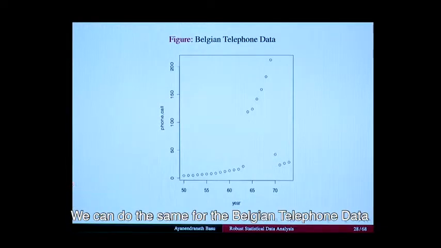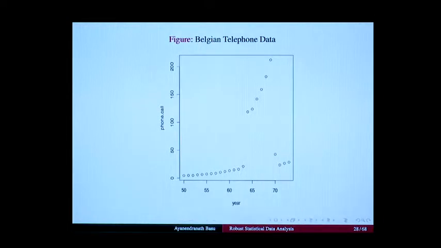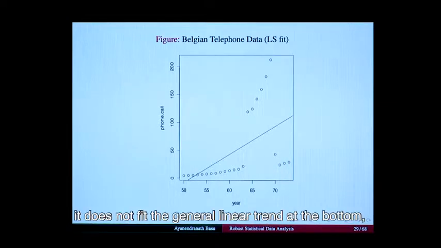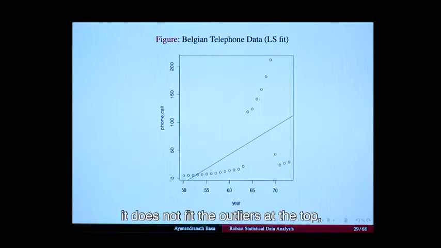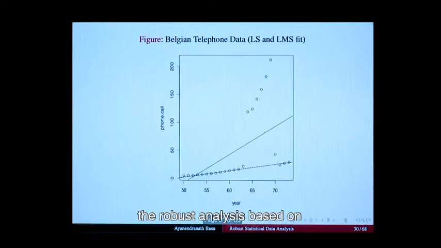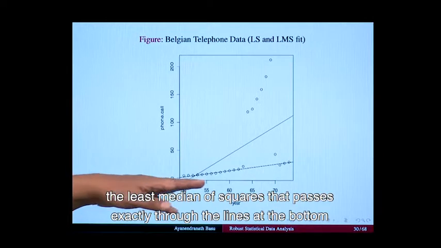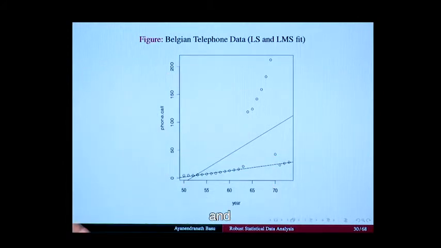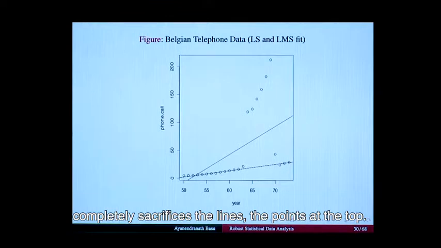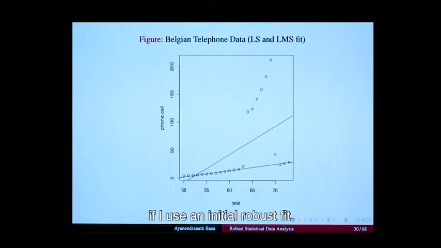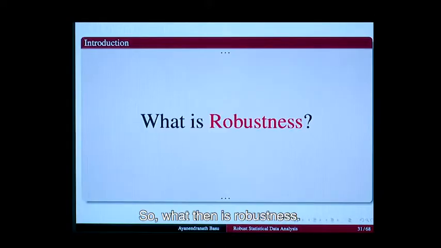We can do the same for the Belgian telephone data, and if I do that, you see this is how the least squares line goes. It does not fit the general linear trend at the bottom, it does not fit the outliers at the top. It is a completely meaningless analysis, whereas the robust analysis, once again based on the least median of squares, passes exactly through the points at the bottom and completely sacrifices the points at the top. So, once again outlier detection will be very useful if I use an initial robust fit. So, what then is robustness?